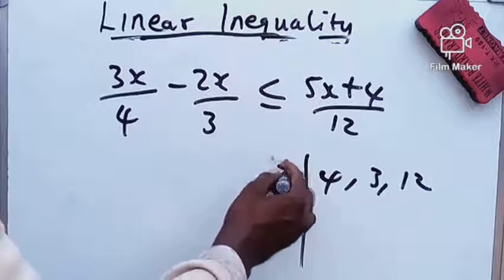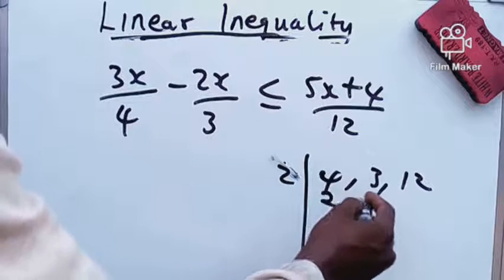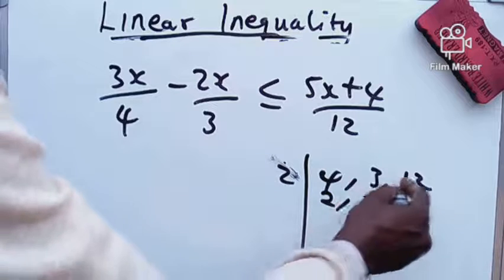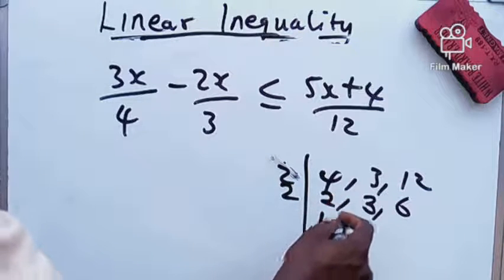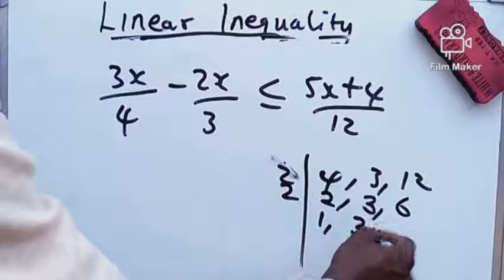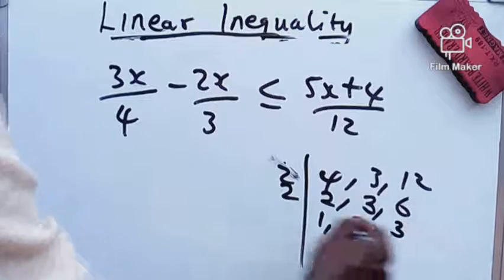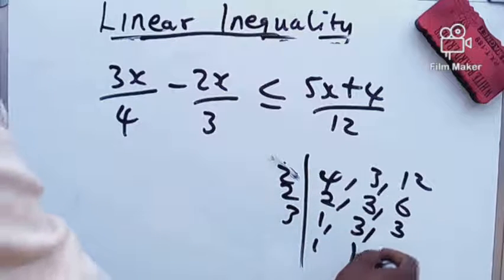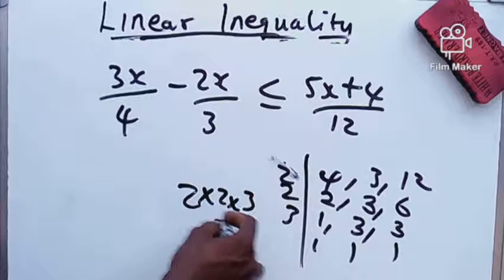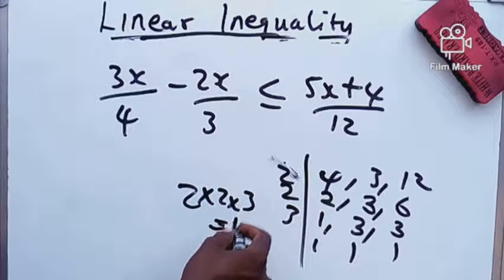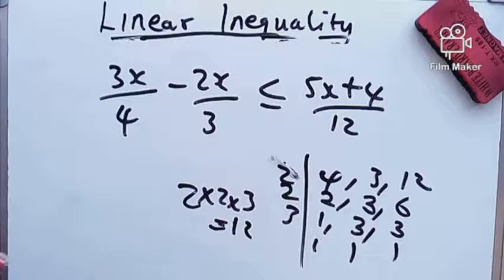2 can go here. 2 into this, you have 2. 2 into this cannot go, you bring down 3. 2 into 12 is 6. 2 can go here, you have 2 into this is 1. 2 cannot go into 3, you bring it down. 2 into 6 is simply 3. 3 can go here, 1, 1, 1. So the LCM is 2 times 2 times 3, and that is what? 2 times 2 is 4. 4 times 3 is 12. So we've gotten the LCM to be 12.